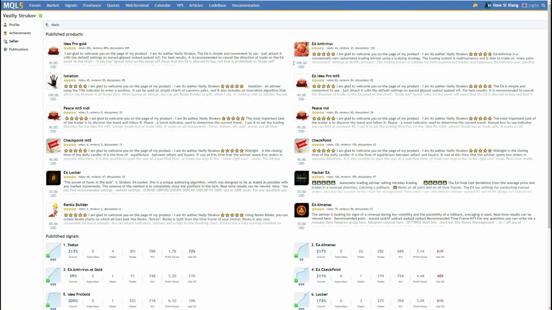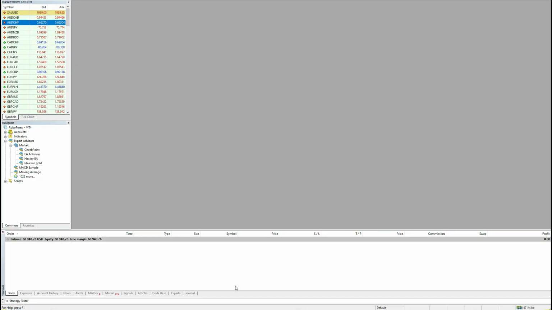Okay, so we're gonna look at Idea Pro Gold. Let's go to our terminal. This is MetaTrader 4.